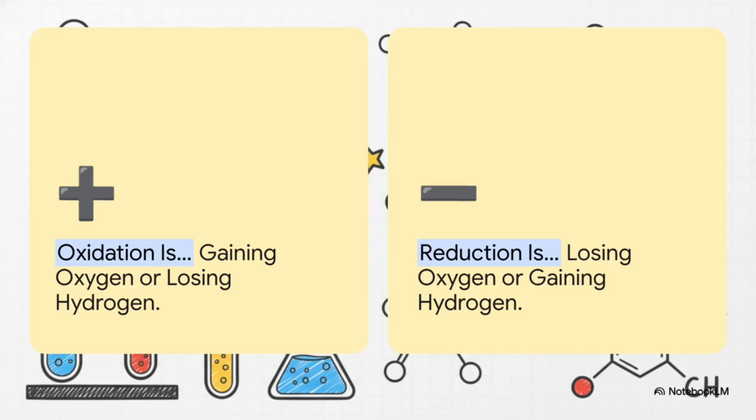Okay, so this part is pure memorization. There's no way around it. Oxidation is the gain of oxygen, or the loss of hydrogen. And reduction is the exact opposite, the loss of oxygen or the gain of hydrogen. See how they're perfectly mirrored? One substance gains what the other one loses.